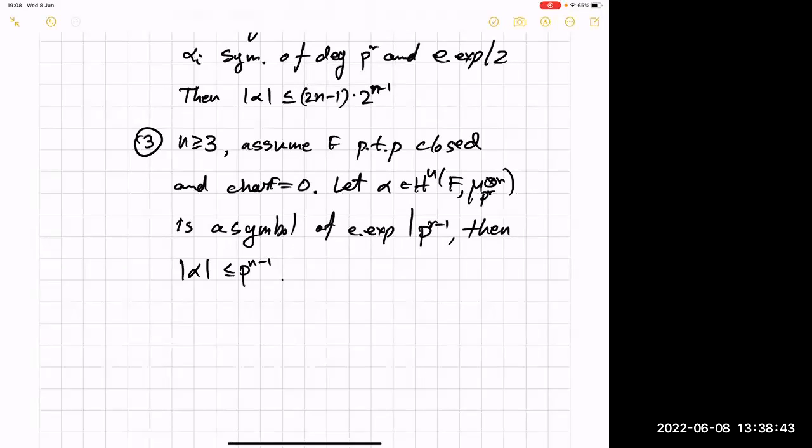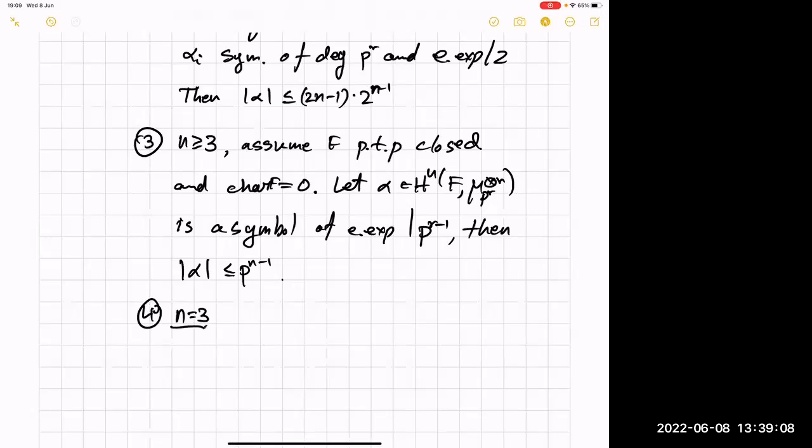But here, the main difficulty from my point of view is that I need f to be prime to be closed. So the next thing I was doing is I looked at what I can do for n greater than 2, but still remain over my base field, and that will be the case of n equals 3.